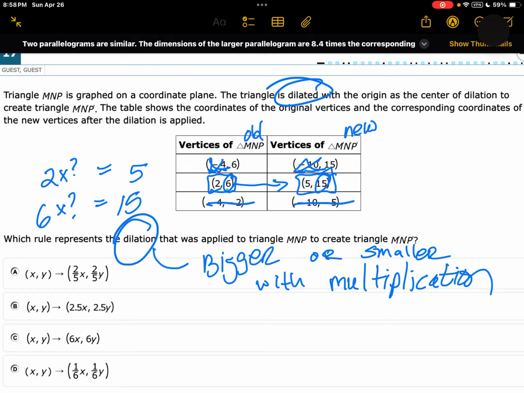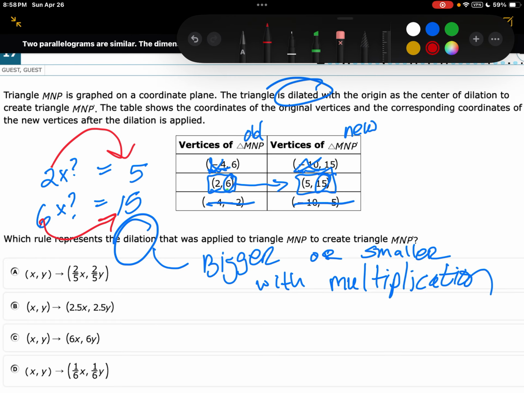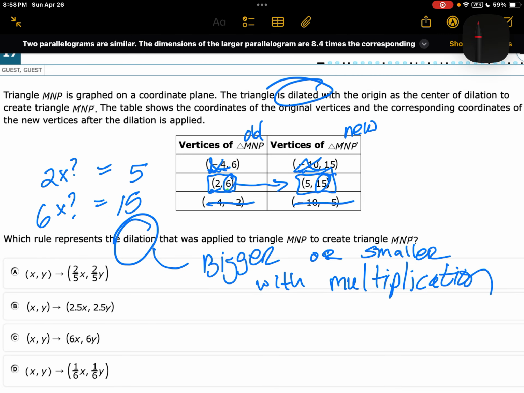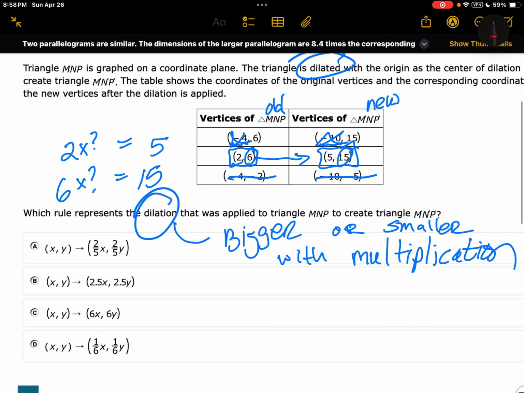But hopefully, like I said, you can tell that these are getting bigger. From 2 to 5, that's bigger. 6 to 15, that is bigger. All right, and you're not going to know multiplication facts off the top of your head, but you're going to use Desmos to figure it out. But in just a second, we're going to go through these choices and see if we can find our answer without doing all that.